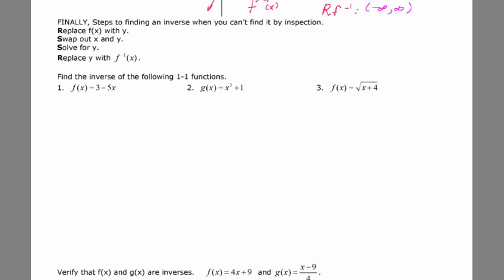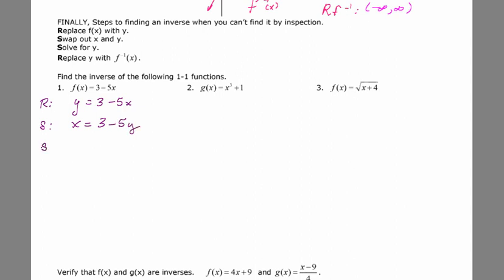I'm giving you some steps because a lot of times you can't find the inverse by inspection, just by looking at it. So I've got some steps for us to work through. Let's go through this first one, and let's just work on the steps that I have up there. So it's RSSR. The first R is to replace f of x with the letter y. So let's go back to old notation and put in the letter y. Then we have an S for swap. We're going to swap out this x for that y and that y for that x. So it just looks like x = 3 minus 5y.